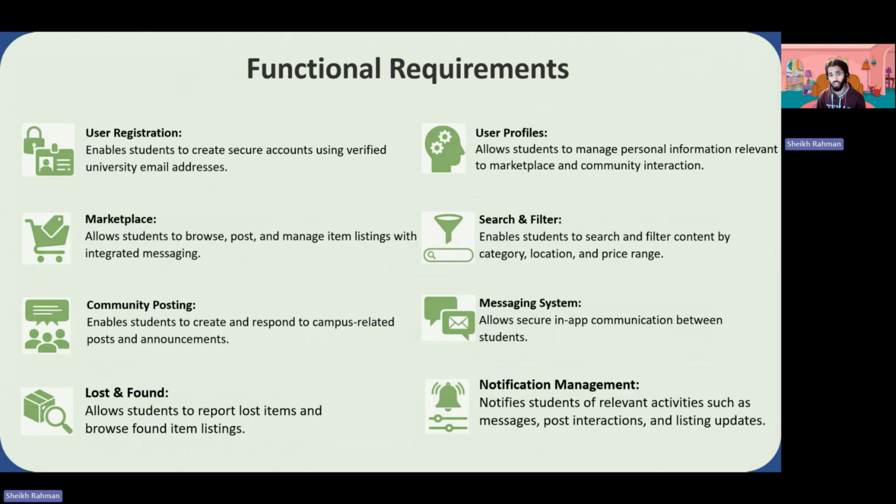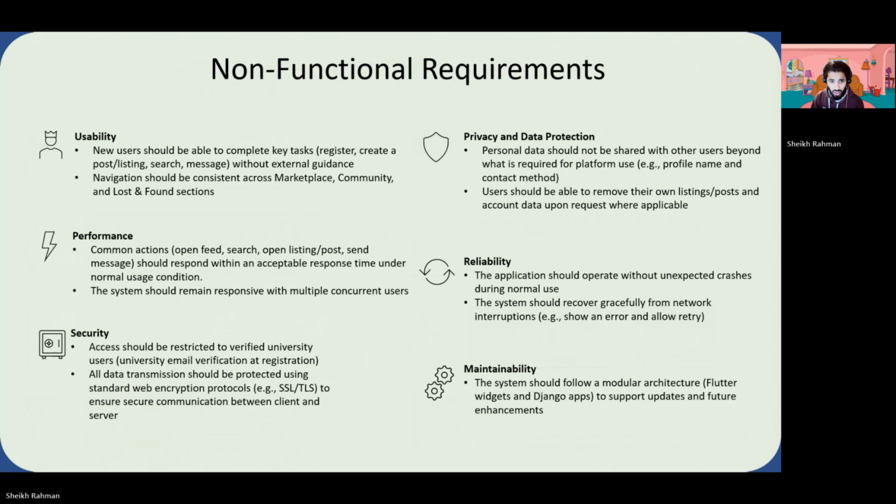Functional requirements. Functional requirements define what the Unimaze system must do. This includes user registration using verified university email addresses, marketplace item listing and management, community posting, and lost and found reporting. Additional features include user profile management, search and filtering options, messaging between students, and notification management. These requirements ensure the application supports essential student interaction. And now moving to the next slide, non-functional requirements.